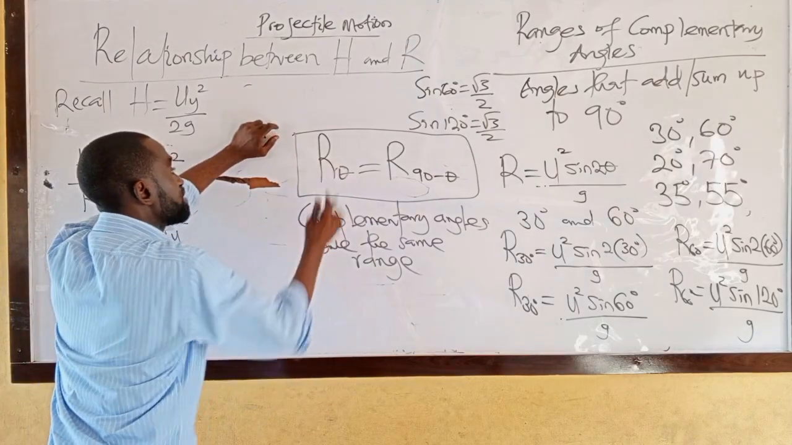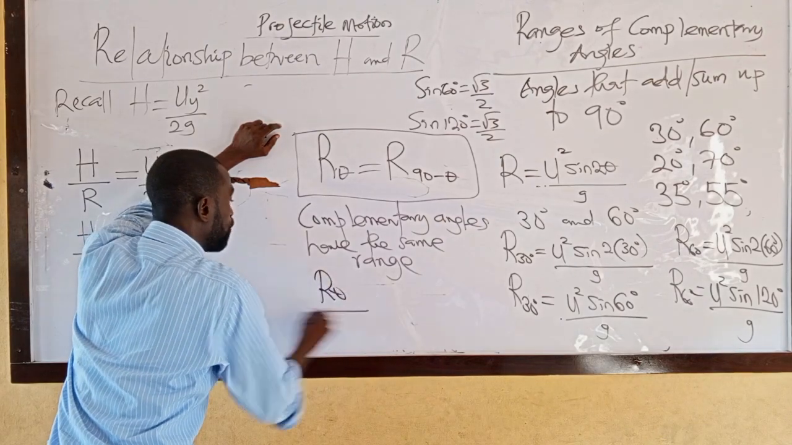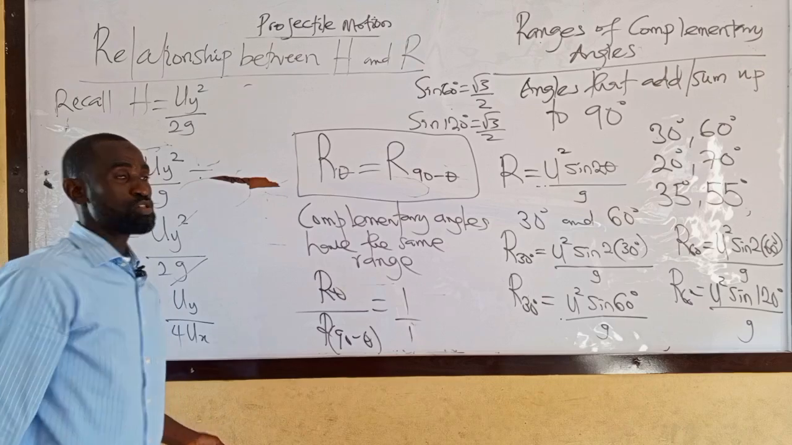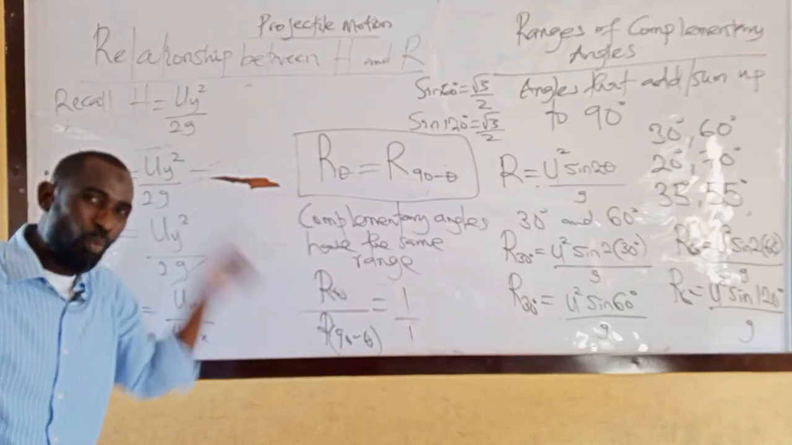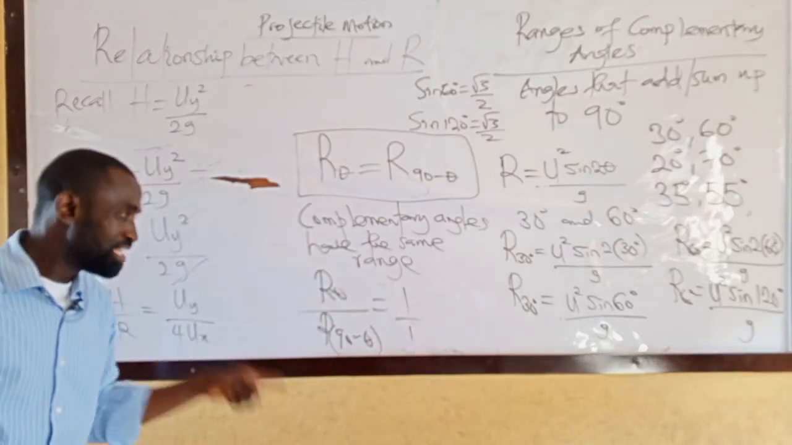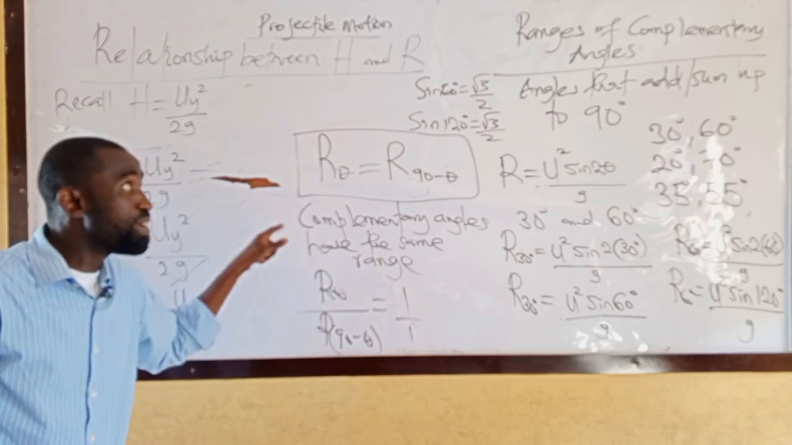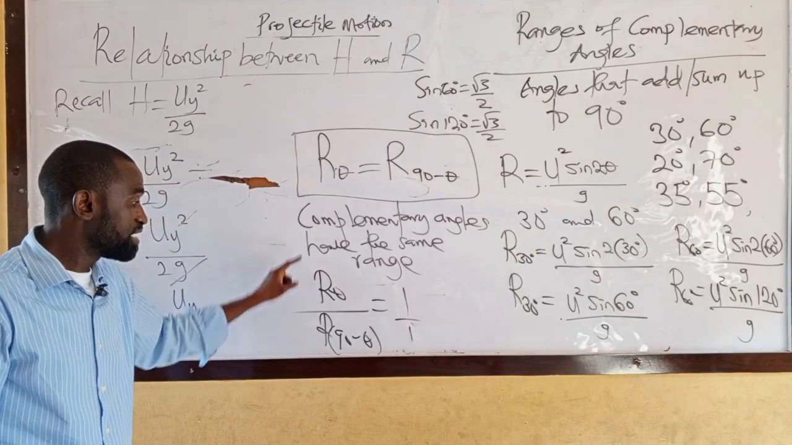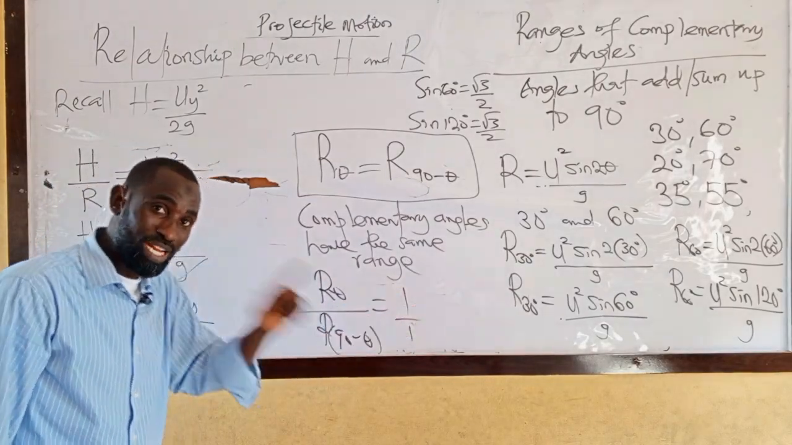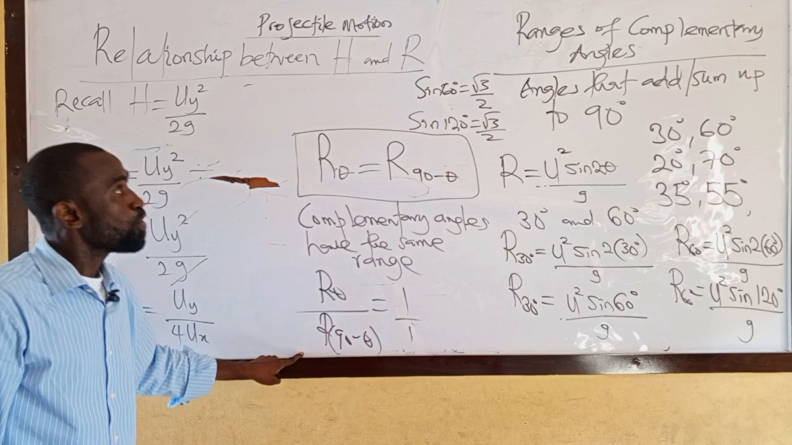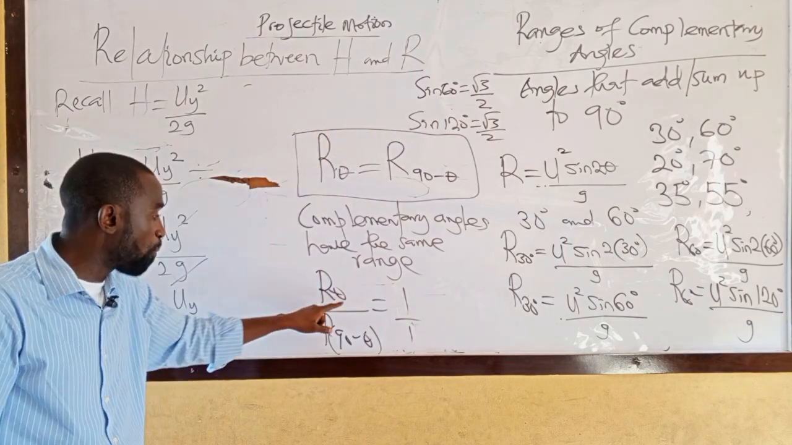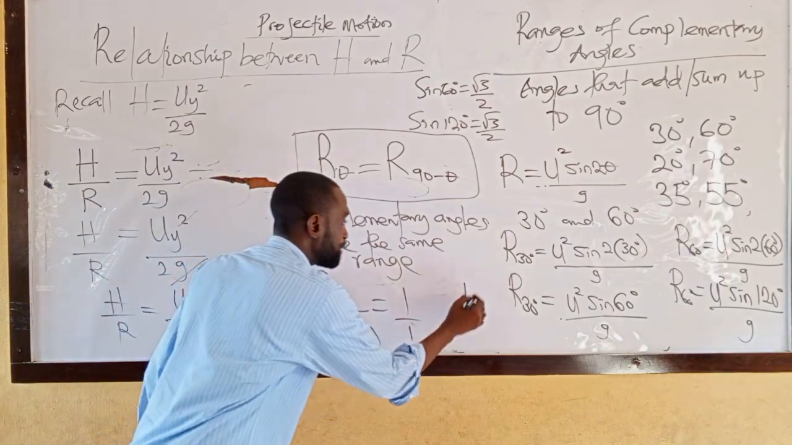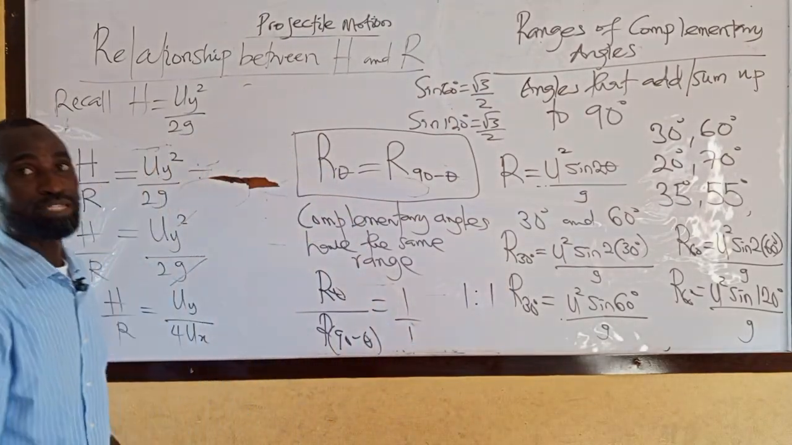Because if I have R theta all over R 90, it is 1 over 1. So the ratio of the ranges of complementary angles is what now? 1 to 1. Take note of that. I repeat: the ratio of the ranges of complementary angles is 1 to 1.